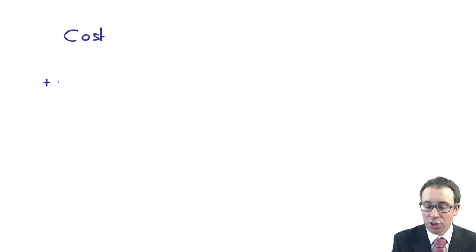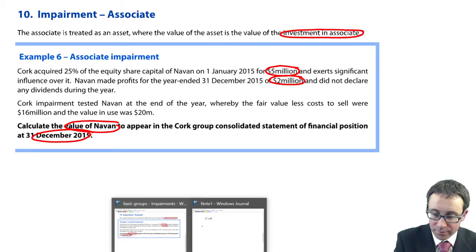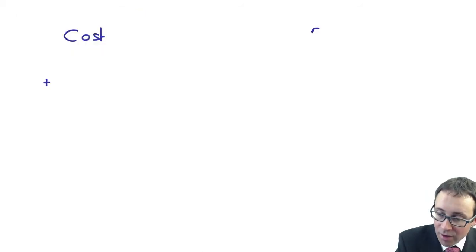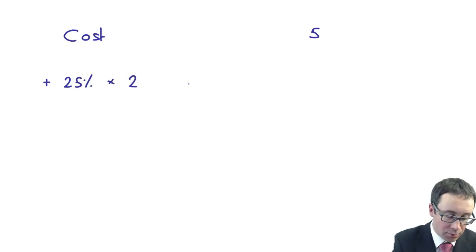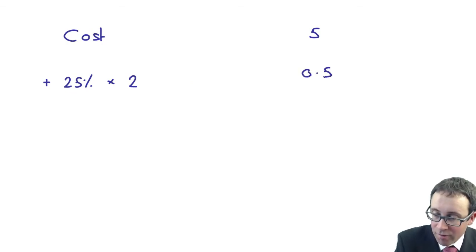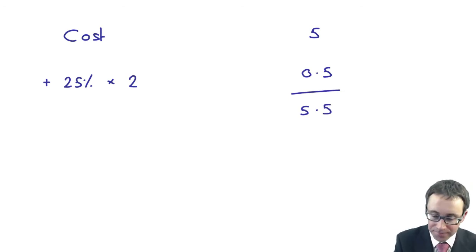So here, to answer the question, we've got to work out the value. So the cost plus our share. So it cost 5 million. We own 25% of the post-acquisition profits, which were there as 2. So that gives me 0.5. So at this moment in time, the associate is valued at 5.5 million. Okay.